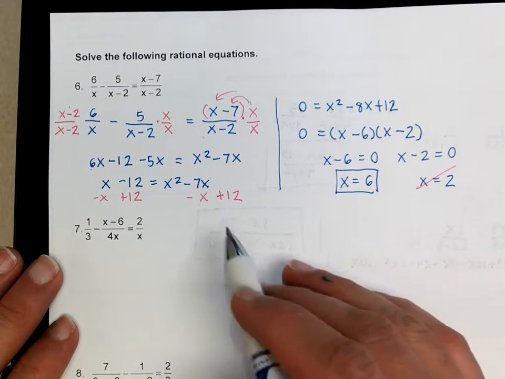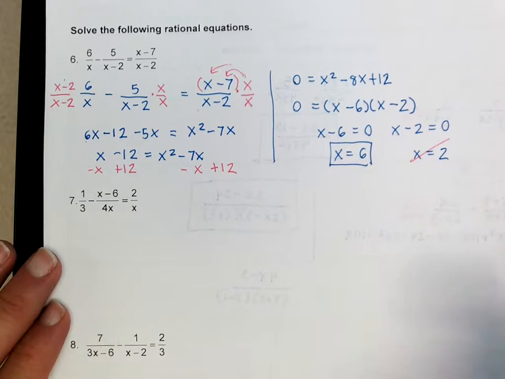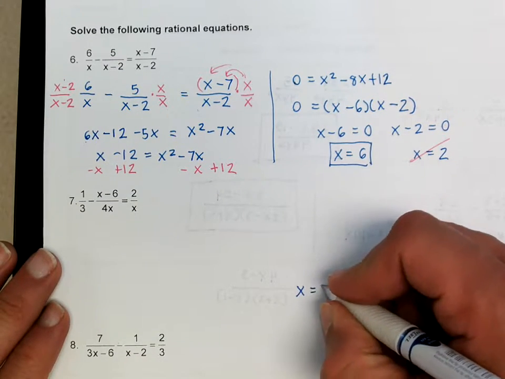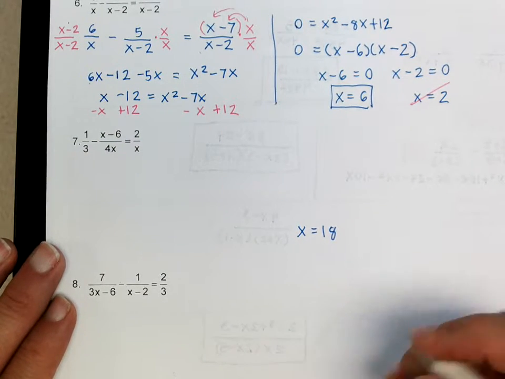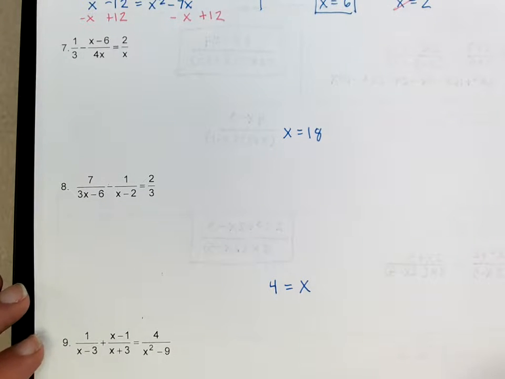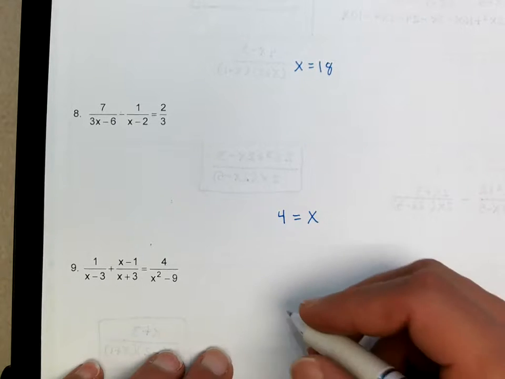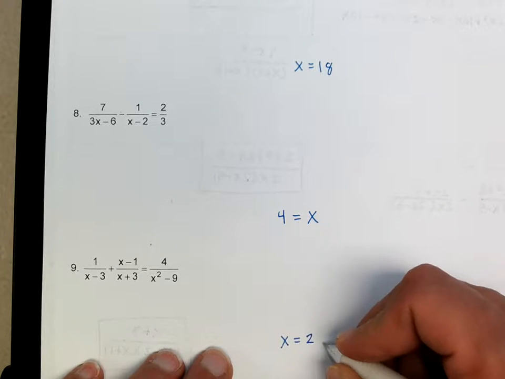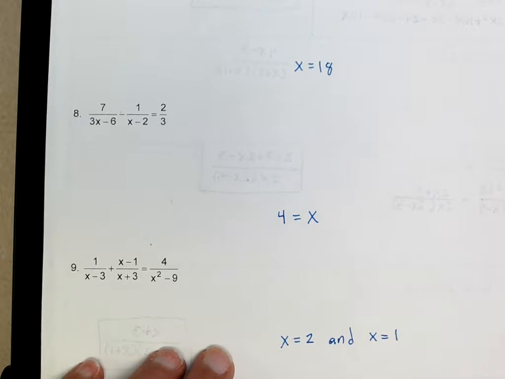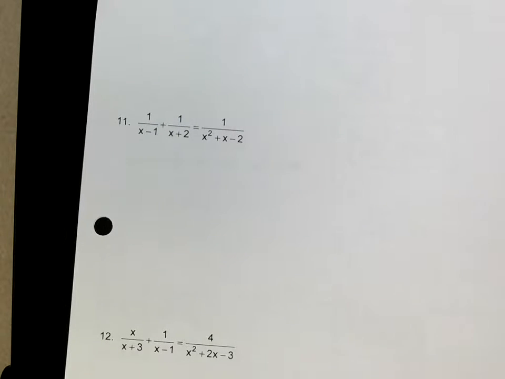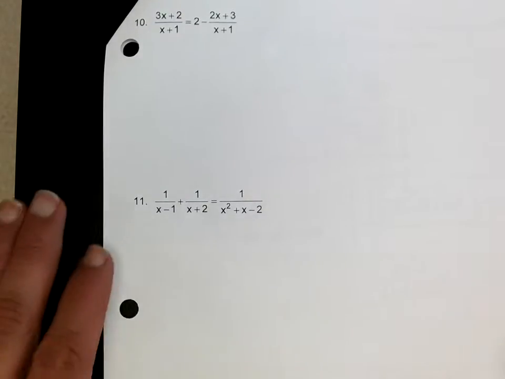On this one, remember, you just need to deal with the numerator, not everything. This is x is equal to 18. This is 4 is equal to x, or x is equal to 4, same thing. On number 9, you would have x is equal to 2 and x is equal to 1. Okay. On number 10, I'll do this one.